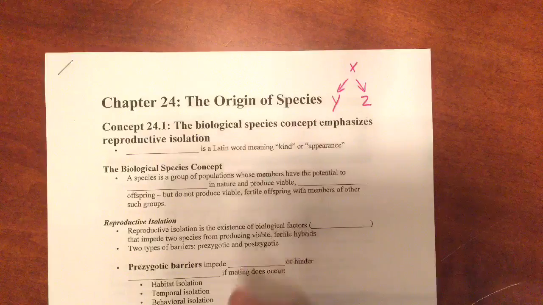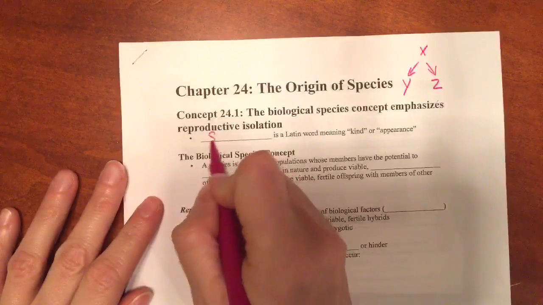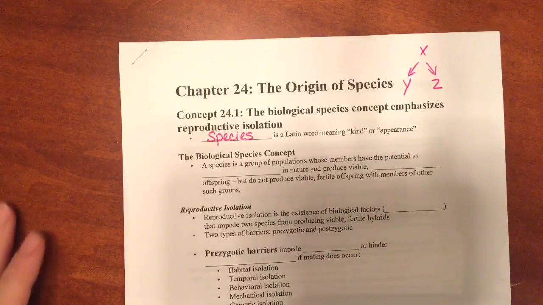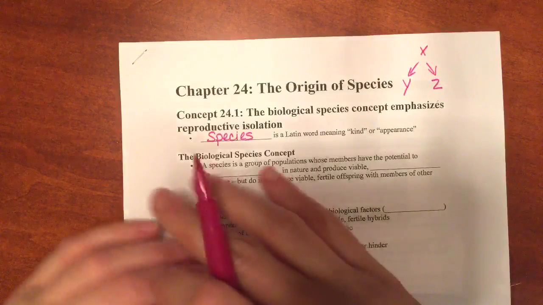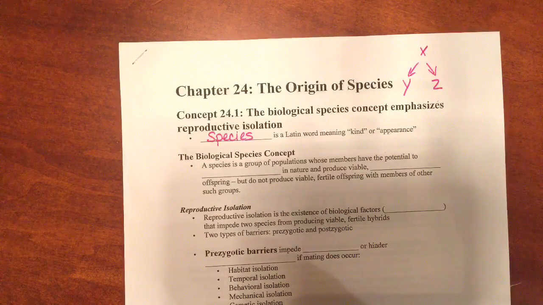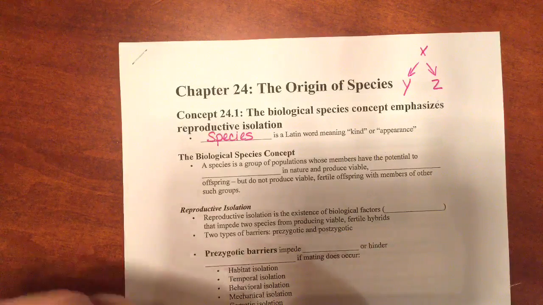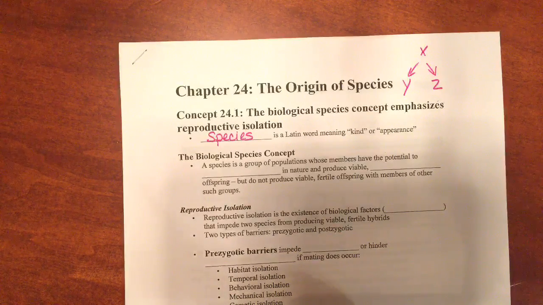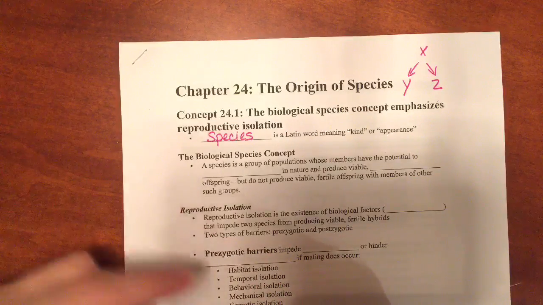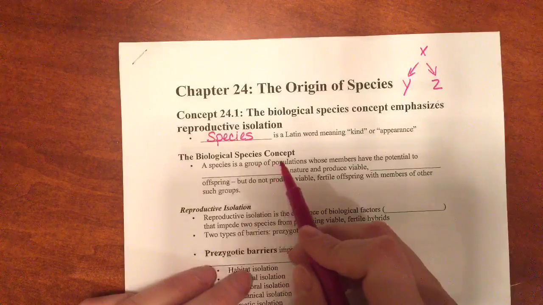All right. And so, first of all, species is a Latin word meaning kind or appearance. And so we typically think of a species as organisms that can reproduce and have traits that make them look alike. So they have some traits in common and are able to reproduce and produce viable or living offspring, and therefore those can reproduce and so on. So this is the biological species concept.